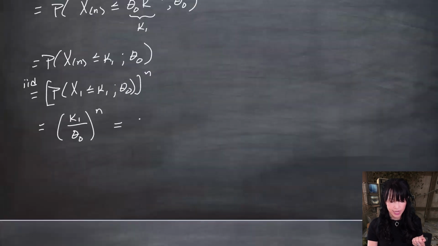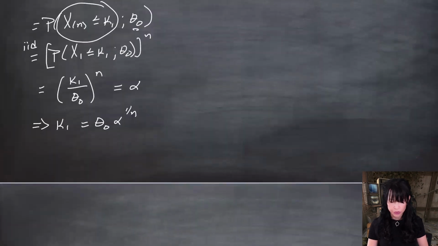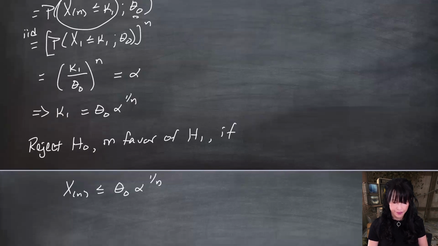So let me just recap that there. And so we want to find K1, I'm going to take the nth root on both sides of this. I'll get alpha to the 1 over n, and then I'm going to multiply the theta naught over. Okay, so here's where you have to be careful. This is our rejection rule, but really only if we know the null hypothesis is true. So if I write, and maybe you don't want to write this because it's going to be wrong, I'm telling you right now, reject the null hypothesis in favor of the alternative if the maximum is less than or equal to theta naught alpha to the 1 over n.